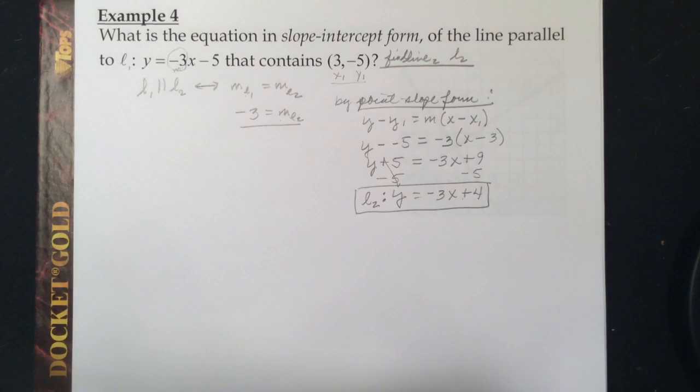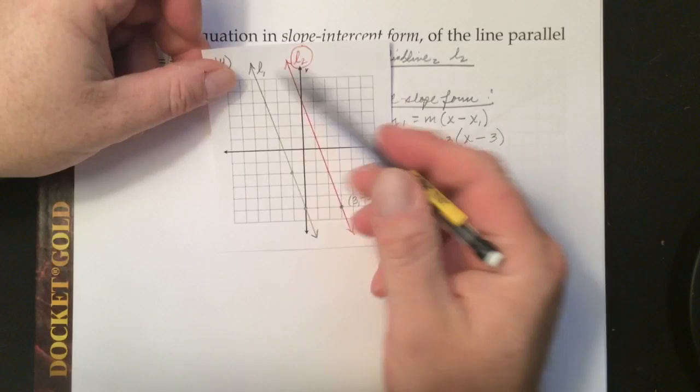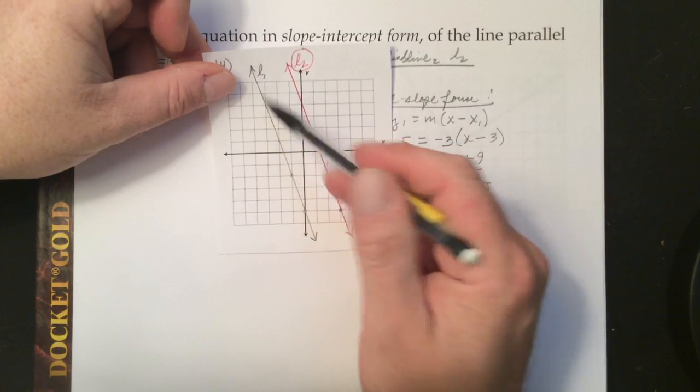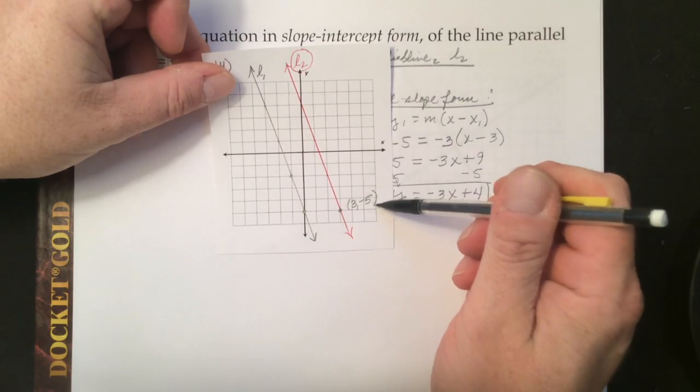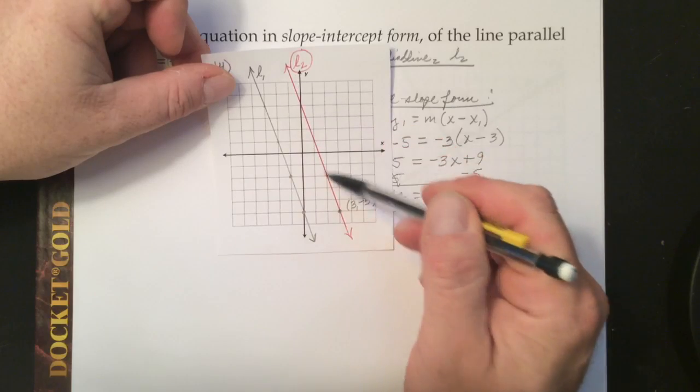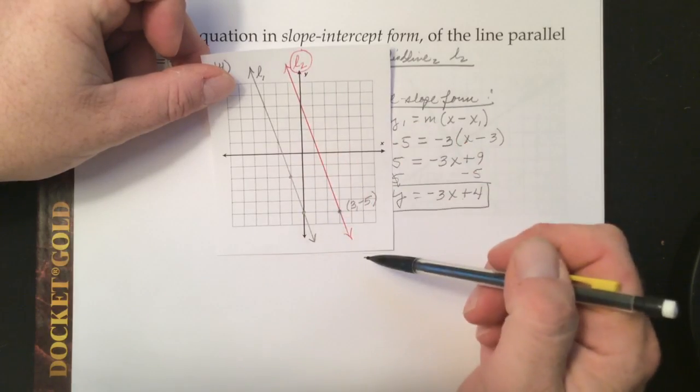Here is a graph of this situation. This was line 1. If you were to graph it, it would be there and located there. And then the point that we were given is way over here. And we just found the line that's parallel to this one, line 2.